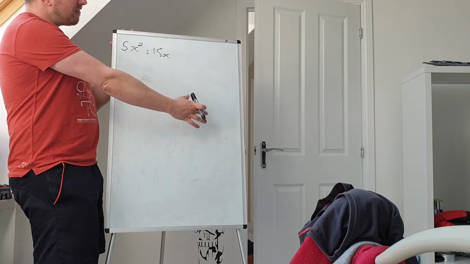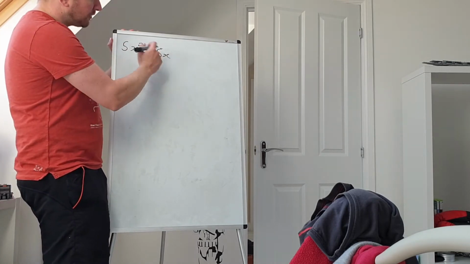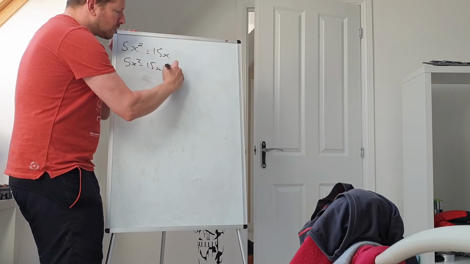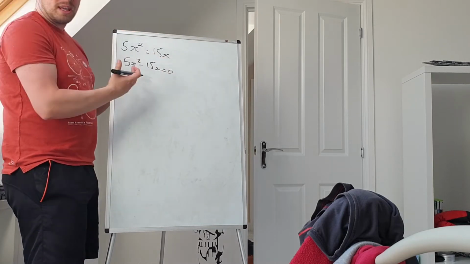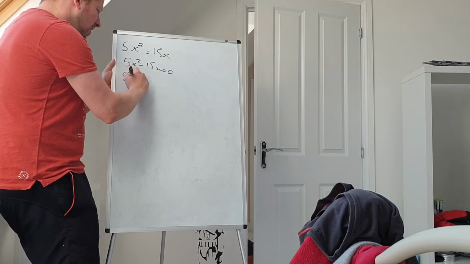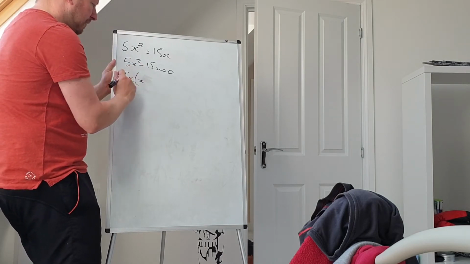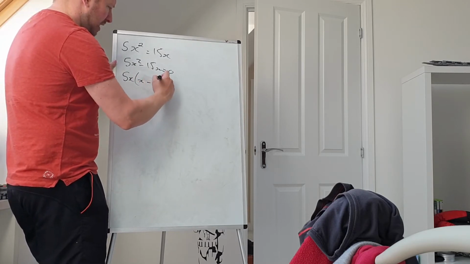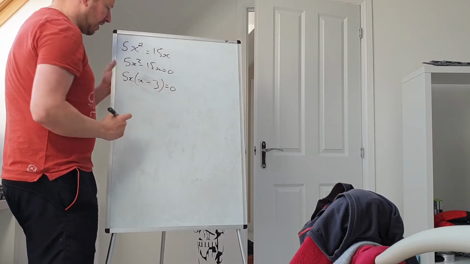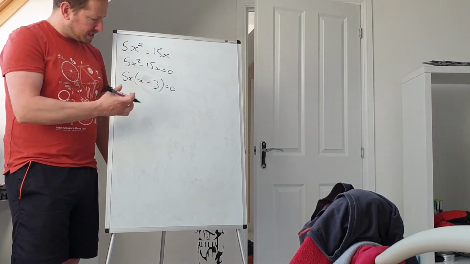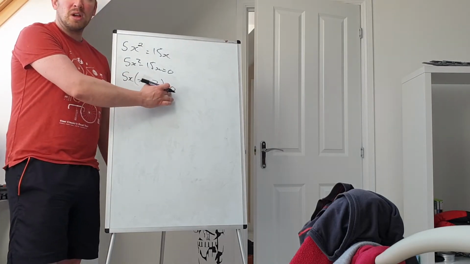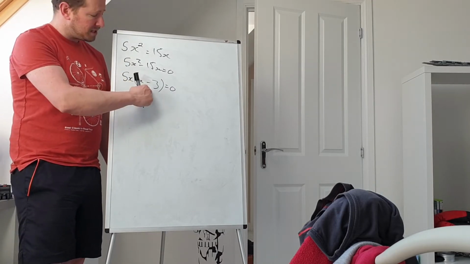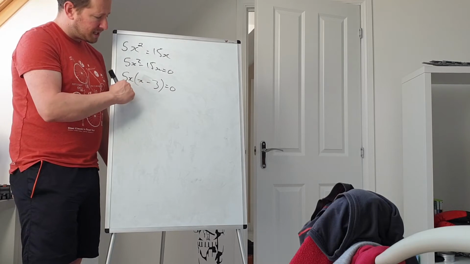What you instead do is get everything onto one side and factorise. So if I get this 15x onto this side, 5x squared minus 15x equals 0. You're going to factorise out what you can. So if we factorise out the 5x bracket, 5x times x is 5x squared, minus 5x times 3 is going to be 15x, equals 0. Now because we factorised it, we have this thing times this thing equals 0. If you multiply two things together to get 0, either this thing's got to be 0 or this thing's got to be 0. So we're going to find the solution to both.